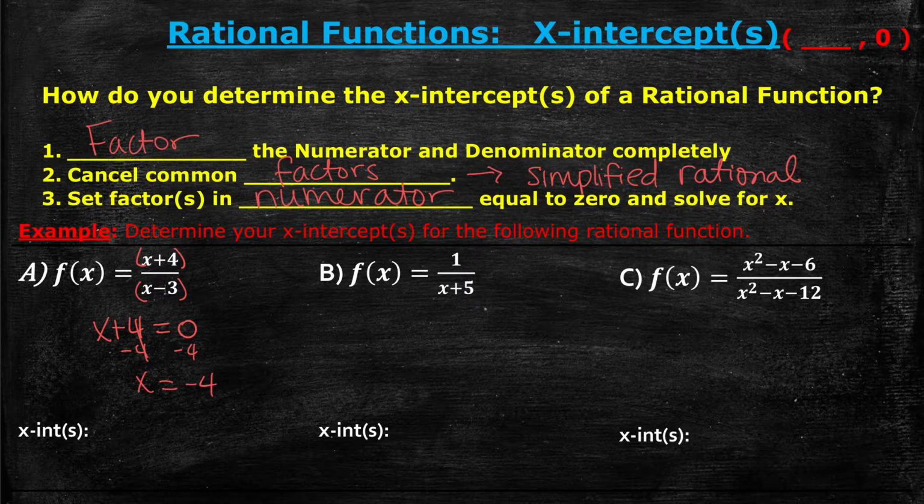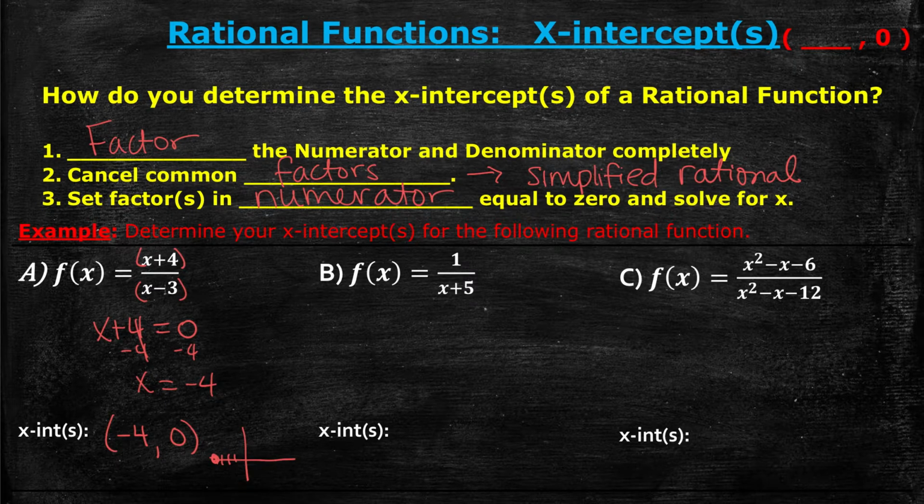When you write your x-intercepts, you want to make sure that you write it as an ordered pair: negative 4, 0. Because remember, if you have an x-intercept, that y value is always going to be 0.